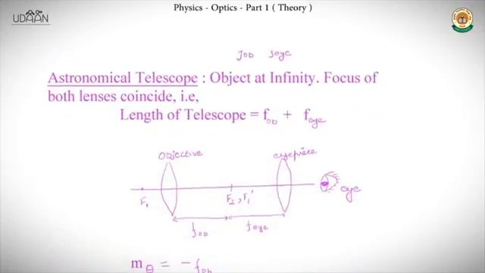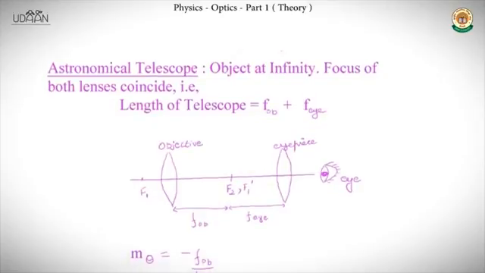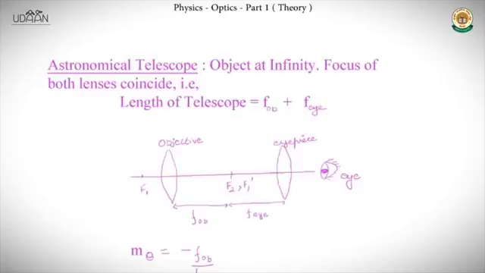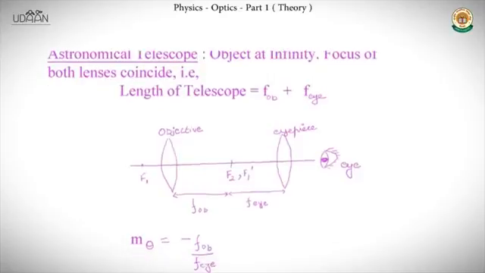Now we will move to another optical instrument known as the astronomical telescope. In an astronomical telescope, there are two lenses, similar to the compound microscope. In this, we use an objective lens and an eyepiece. The main difference from the compound microscope is that both the focus of the objective and the eyepiece coincide within the telescope, and the object, which is basically a celestial body, is approximated at infinity.